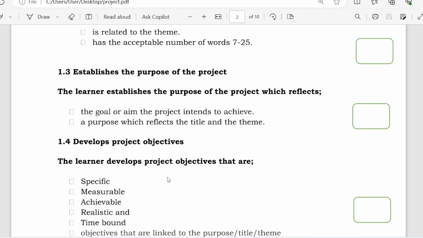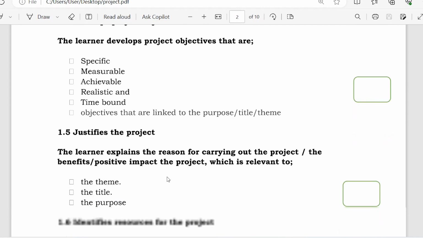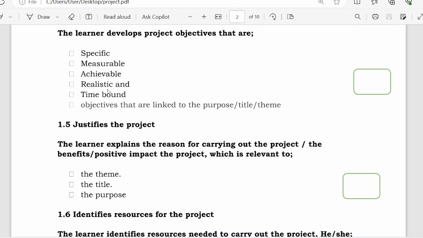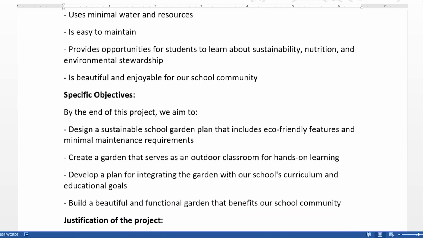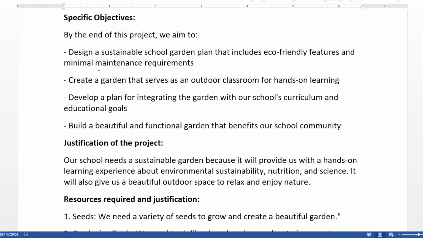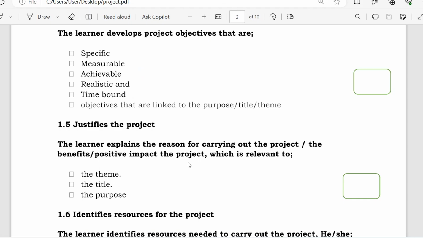Then we need objectives which are specific, SMART, and linked to either the purpose, title, or theme. If you look at this, this is the specific objective: design a sustainable school garden that includes eco-friendly features. This is already related to conserving the environment, which is our theme, and it is also directly linked to our title and even purpose, if you have been following the purpose closely.